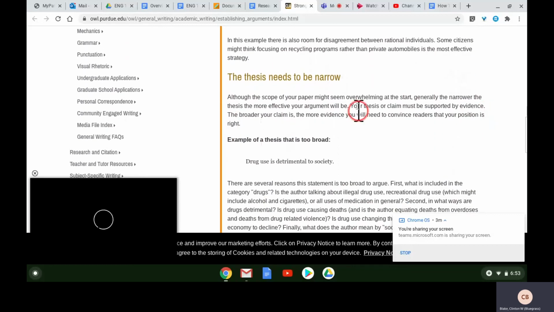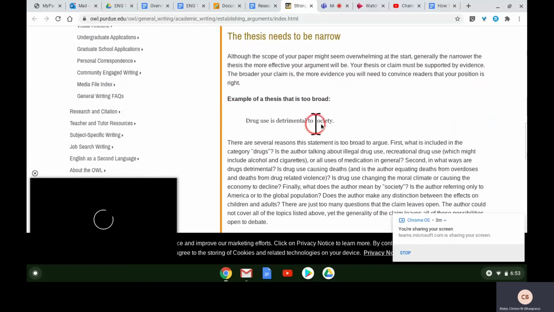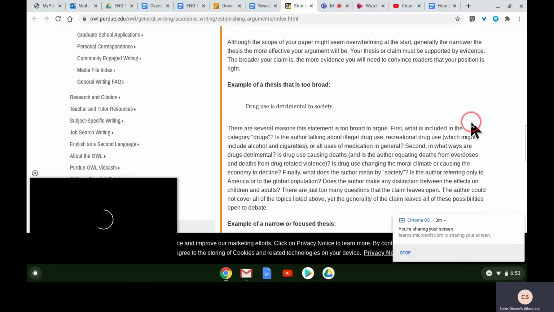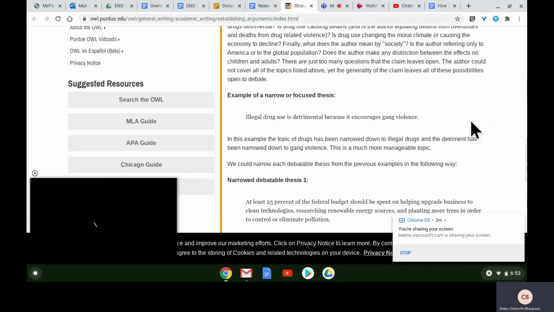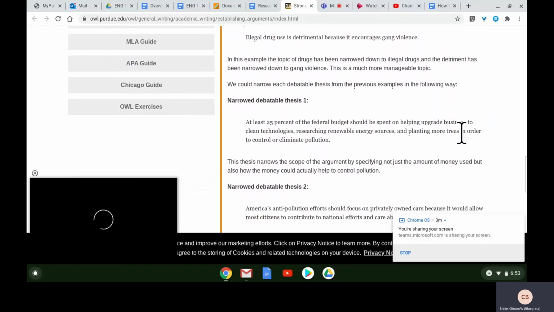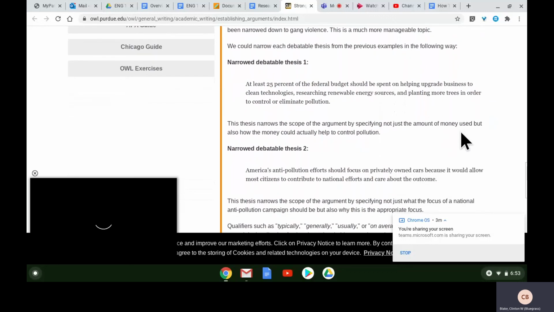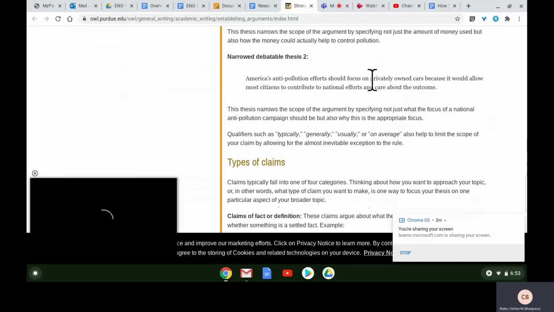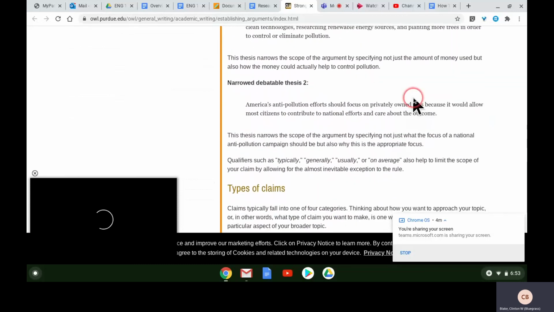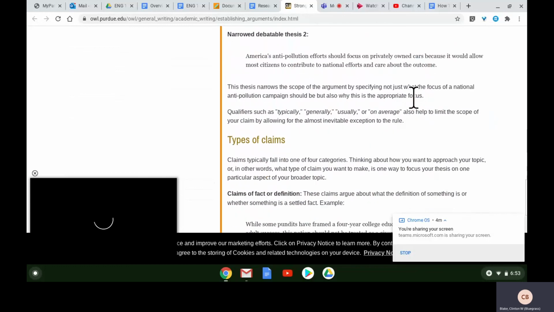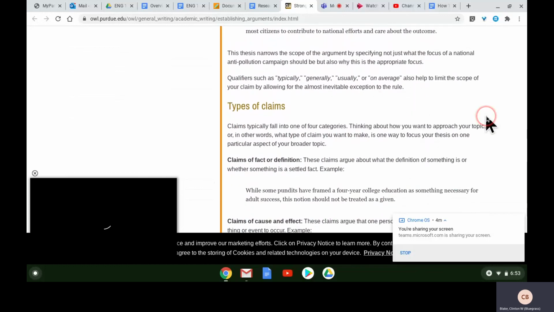You want to make sure that it's narrow. So this is too broad: drug use is detrimental to society, way too broad. An example of a narrow or focused thesis would be something like illegal drug use is detrimental because it encourages gang violence, right? So that's more narrowed and more focused. Here's another narrowed debatable thesis, and I won't walk you through all of these, but those are good examples to think about as you continue to research and work towards your argument essay and towards building your thesis.